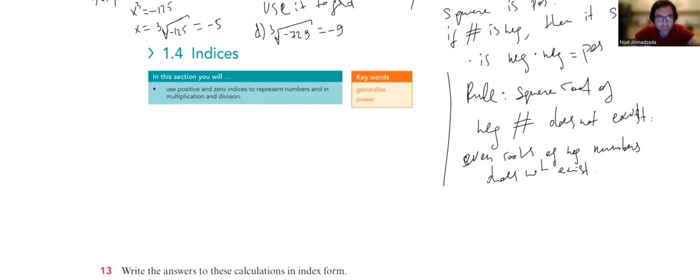Hello, little people. We're going to see point 1.4 from the learner's book again. And today we're going to learn about indices.